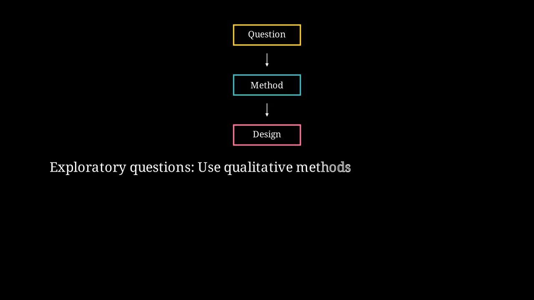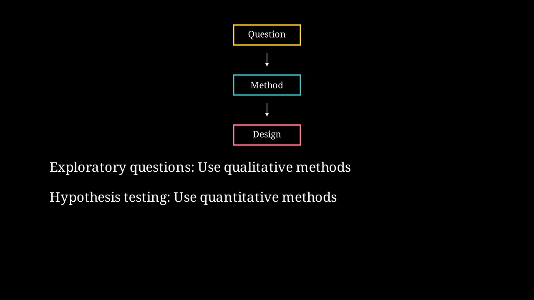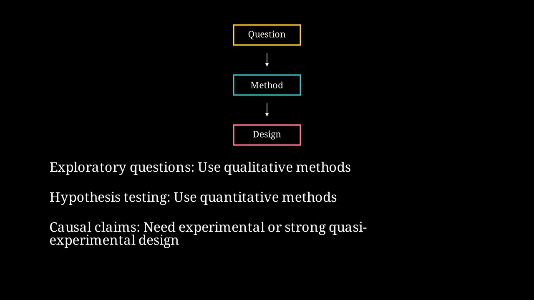Exploratory questions about new phenomena call for qualitative methods to understand complexity. Hypothesis testing with predictions requires quantitative methods for statistical inference. Making causal claims requires experimental or strong quasi-experimental designs to rule out confounds.